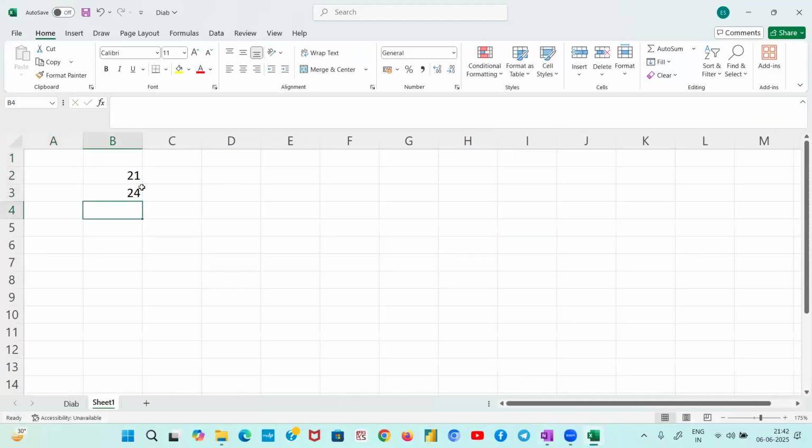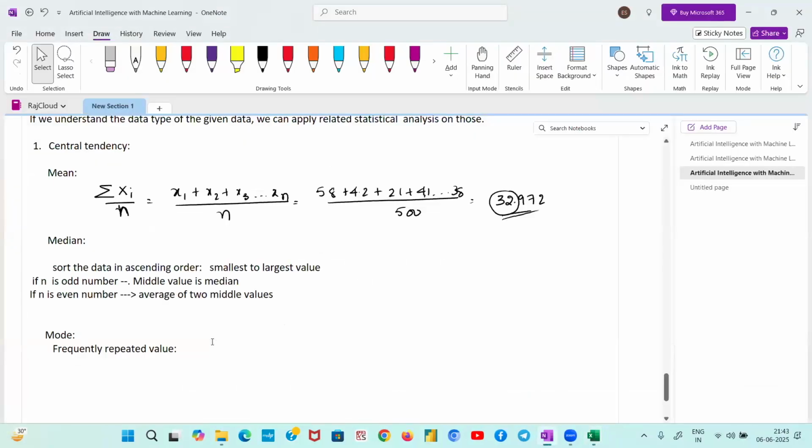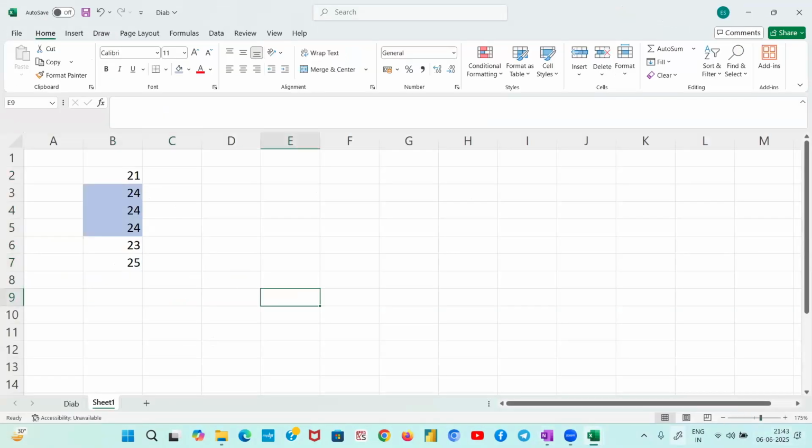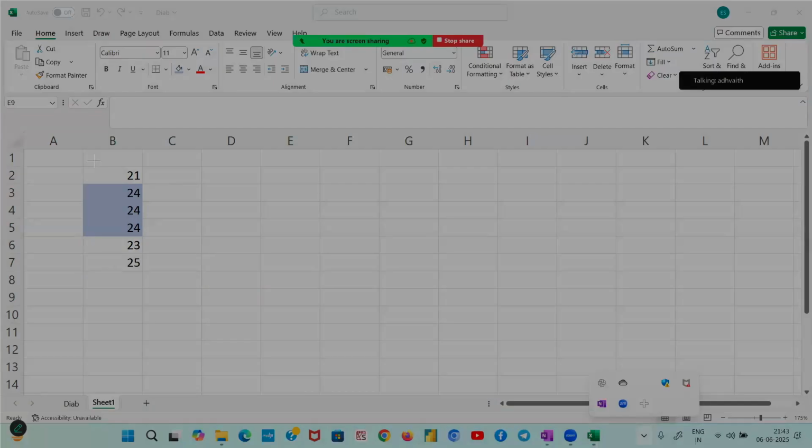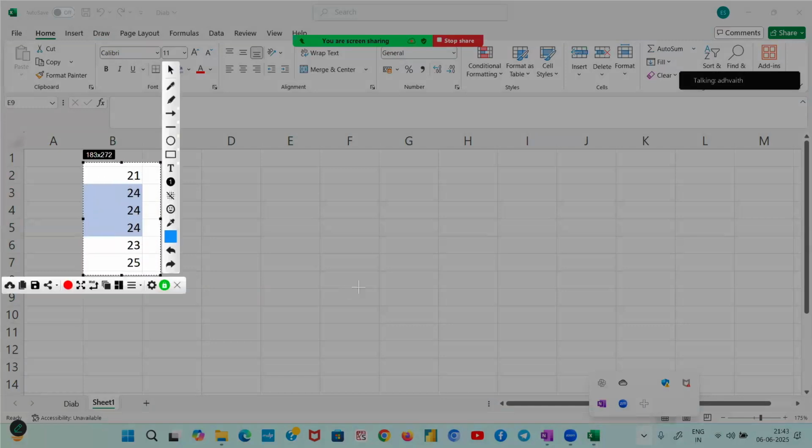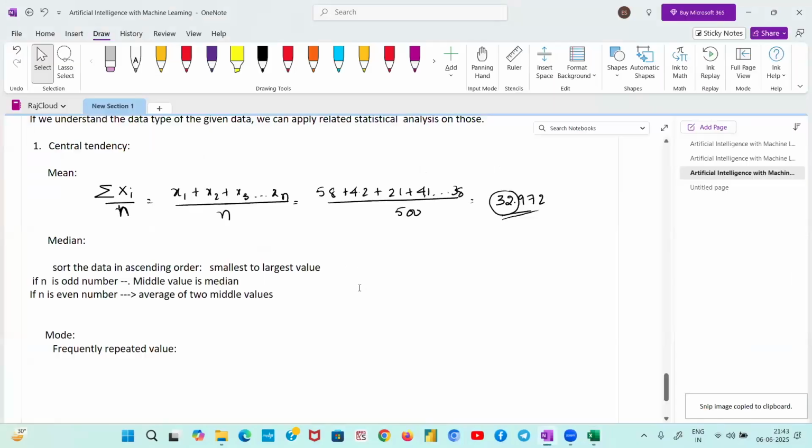21, 24, 24, 24, 23, 25. So out of all these, which one is highly repeated? 24 is highly repeated. So our mode will be that. Which one is highly repeated? So in our example, if I take this one, the mode value is what here? 24.